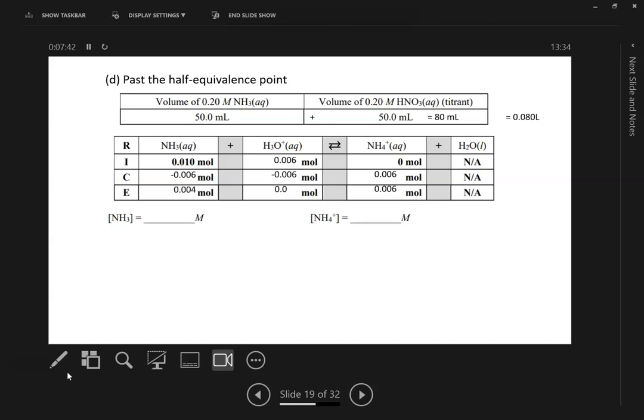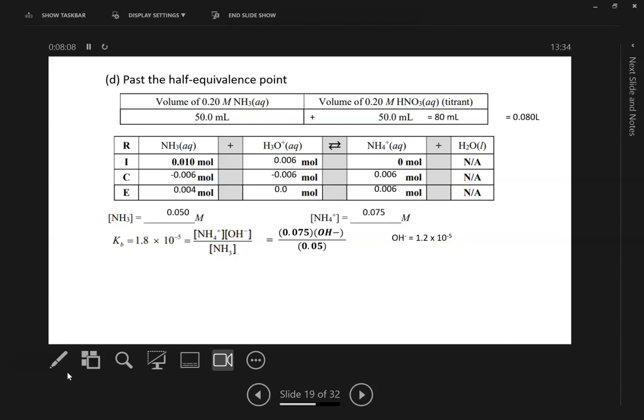We plug in our numbers. Now we get 0.006 moles, which all of that gets consumed in the H3O plus, leaving ourselves with 0.050 and 0.075. Plug those numbers into our Kb problem. We solve for OH minus. We get 1.2 times 10 to the minus fifth.